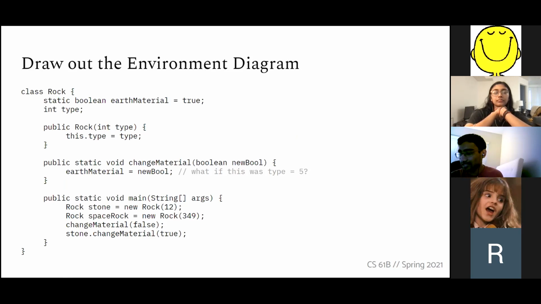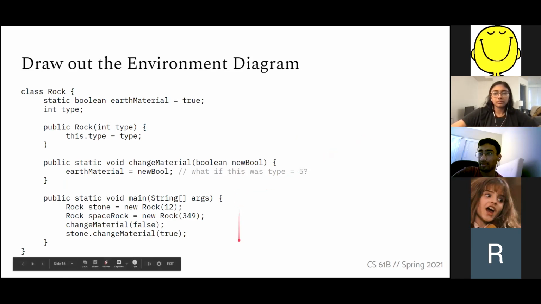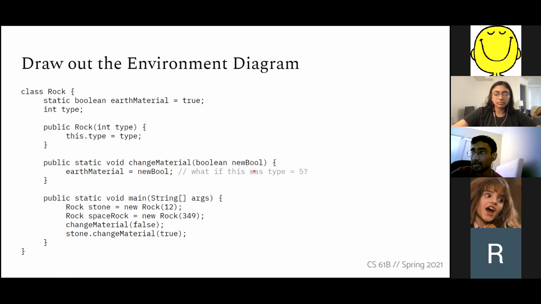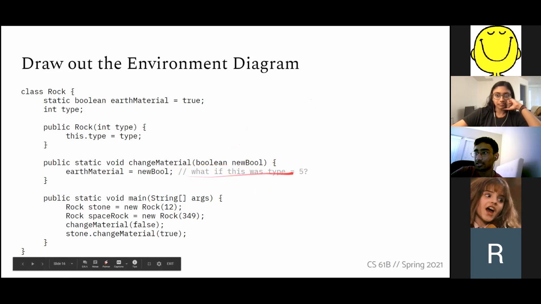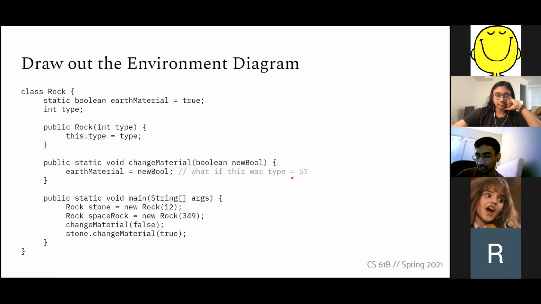Okay, so let's do a practice problem here too. Going back to 61A, hopefully you remember how to draw environment diagrams. Let's draw out the environment diagram for this class, and specifically what's going on in the main method here. I've provided the definitions of what's going on in the class up here. And then specifically a question I want you to think about after you've drawn the environment diagram out is, what if this line here instead said type equals 5, for example. So draw out the environment diagram, and then a bonus question to consider is this. So let's do 3 minutes for this also.